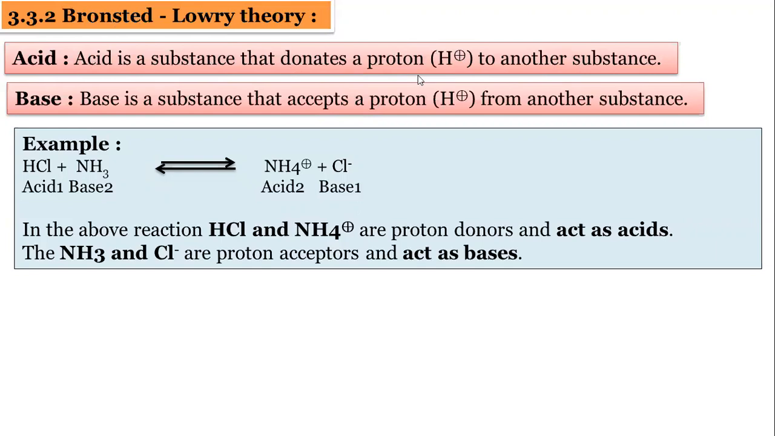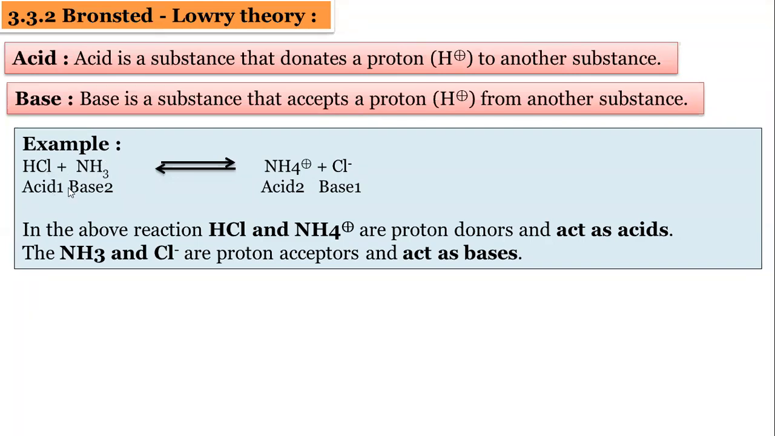Acids are called proton donors, and bases are called proton acceptors, accepting protons from another substance. So acids are proton donors, bases are proton acceptors according to the Bronsted-Lowry theory. There are some examples given here. HCl is a proton donor, so it acts as an acid. This ammonia, NH3, accepts a proton. So this HCl is an acid because it donates a proton. This NH3, ammonia, accepts a proton, so it is called a base.